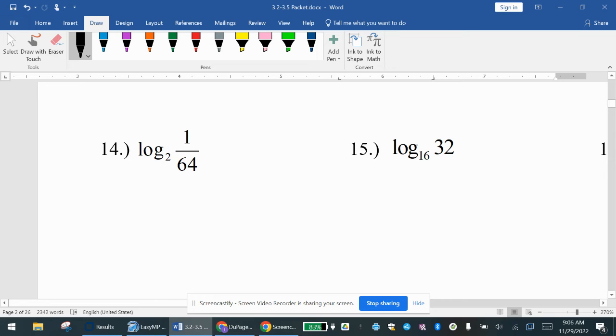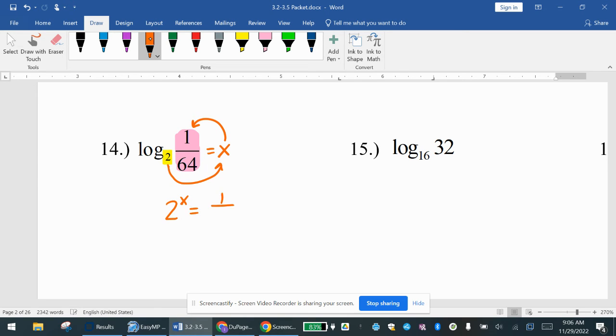Okay, for 14, you've got log base 2 of 1 over 64. The base does not match the argument, okay? They're different. They have to match if you're going to use the canceling rules. However, they are related, so we're going to use that, but not until we set this equal to x so that we could rewrite it in exponential form. By doing that, this problem now looks like the ones we did yesterday.